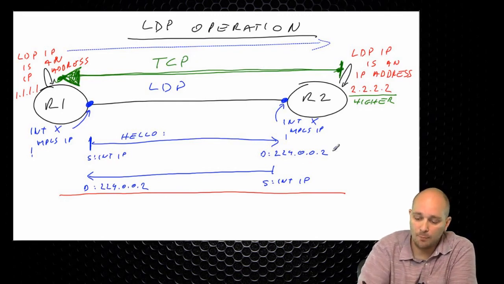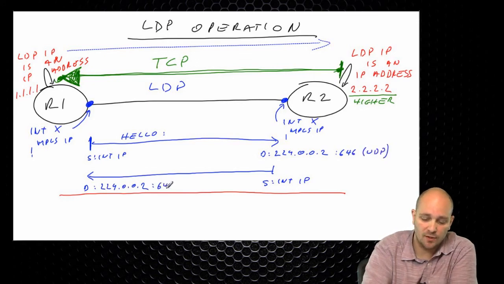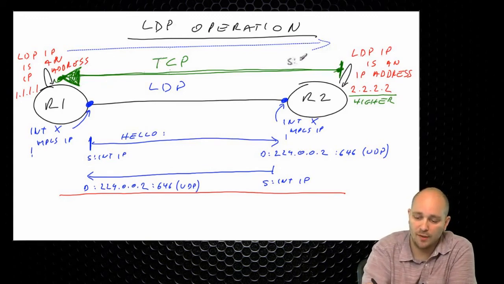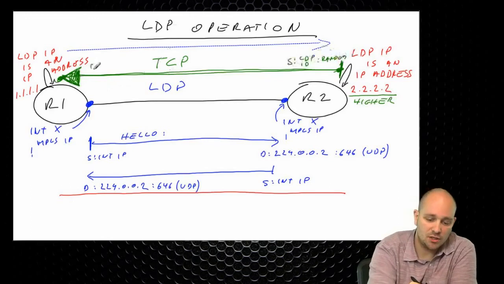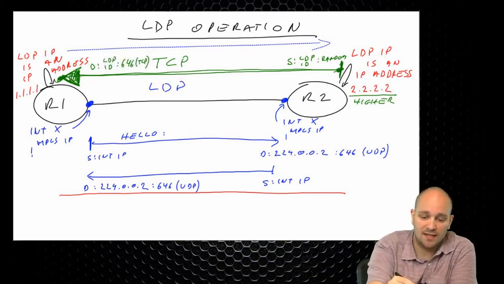Now, the port number used here is going to be 646, and this is going to be UDP. The port number that was used here is 646, and this is again UDP. For the TCP session, the source IP address will be the LDP ID, and the port number is going to be random. And the destination here is going to be the LDP identifier, and the port number is going to be 646 TCP. So this here is a TCP session that gets initiated.